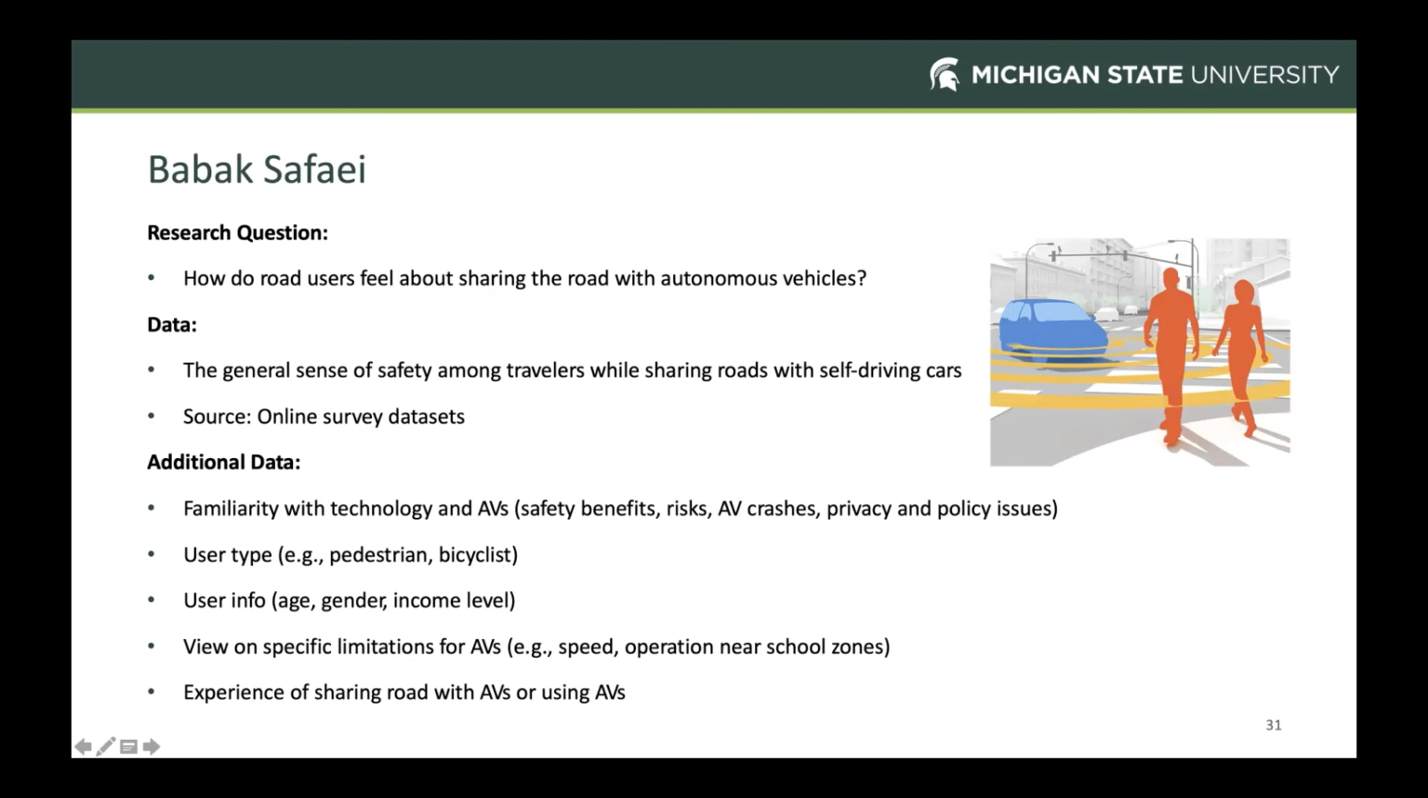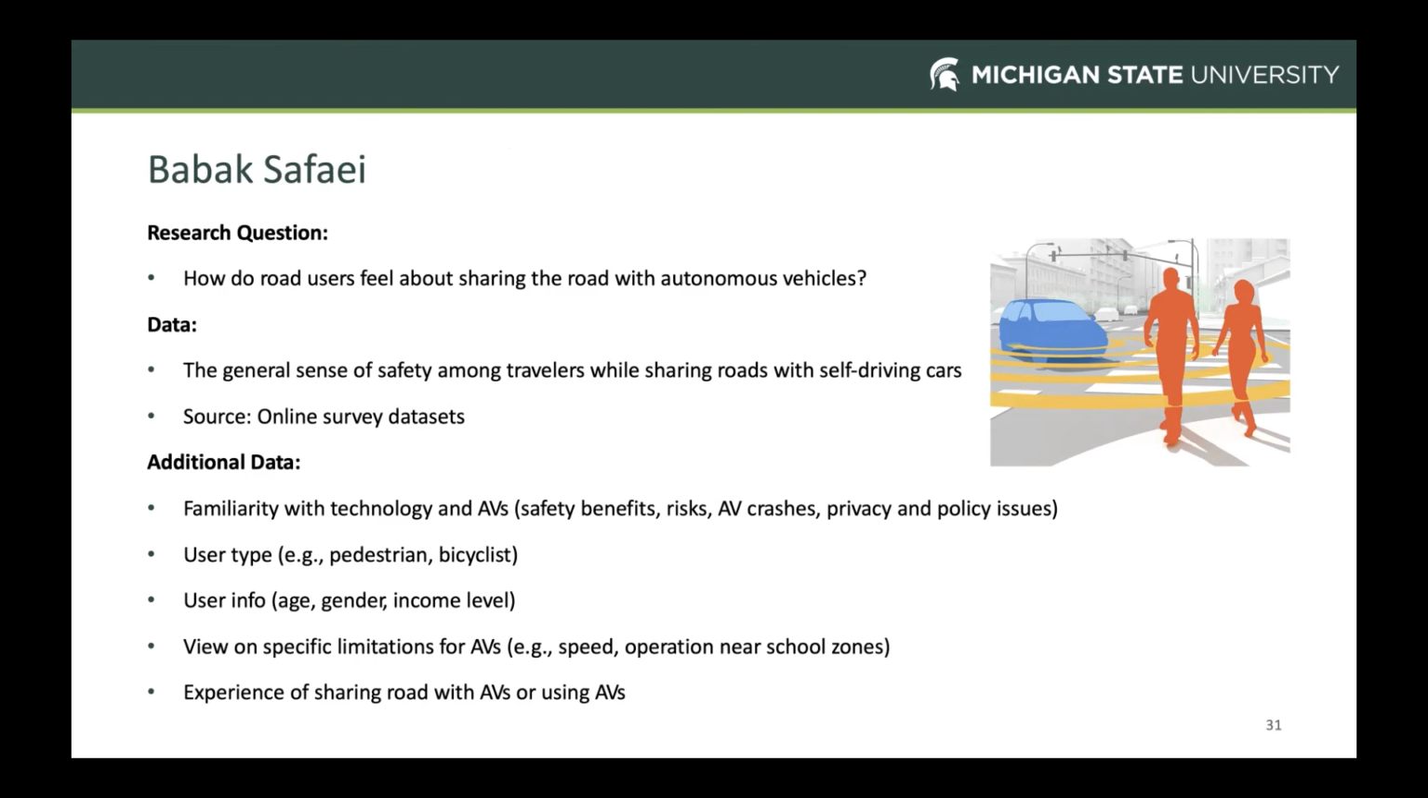data sets. And the kind of data that I need is the general sense of safety among travelers while sharing the road with AVs, and additional data about how familiar these users are with technology. Either they are in favor of AVs, they know their benefits or risks or failures, such as the crashes that have occurred across the United States, the privacy or policy issues in this world of AVs, and also some additional information about the user type, their age, gender, income level.